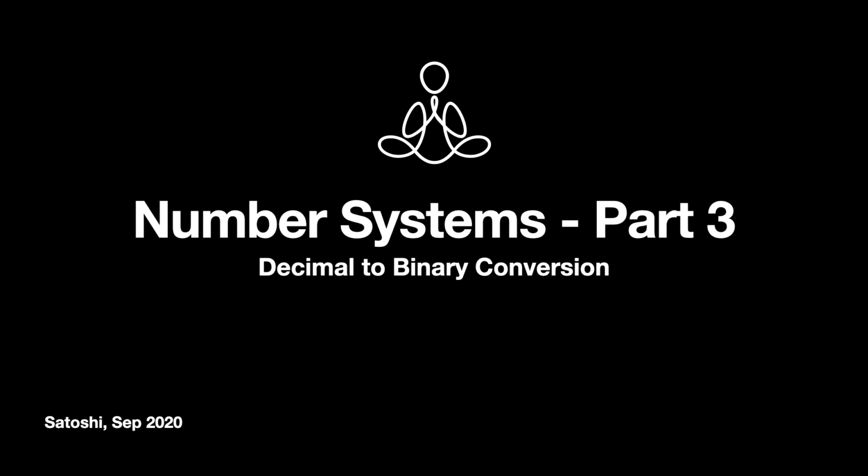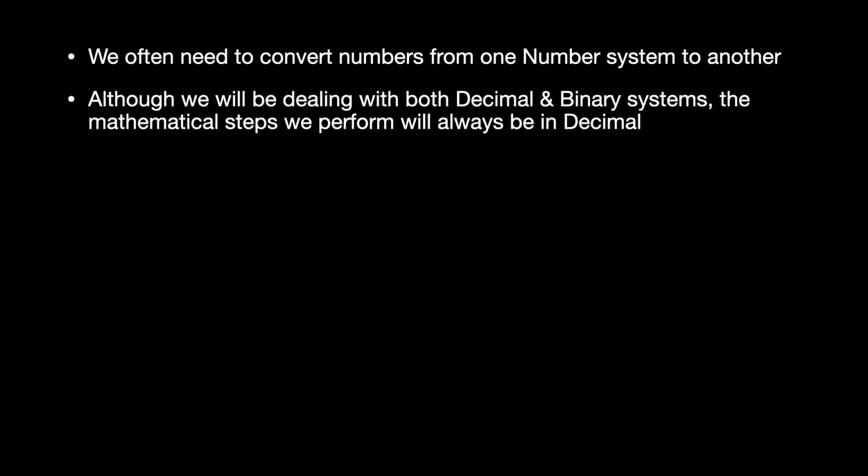In the last lesson we talked about the binary number system. In this lesson we shall see how to convert a decimal number to binary. We often need to convert numbers from one number system to another. Although we will be dealing with both decimal and binary number systems, the mathematical steps we perform will always be in decimal.